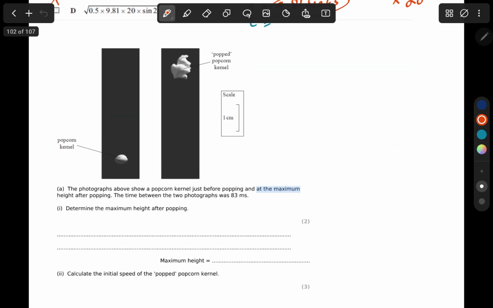Okay, next question. Now this is another interesting question. So in this question, we have to find the maximum height after popping. Okay, so you can take your time, you can attempt the question, and then I'll solve it.